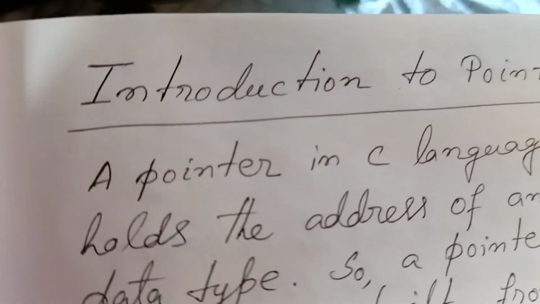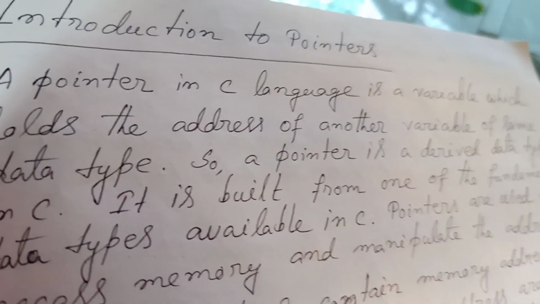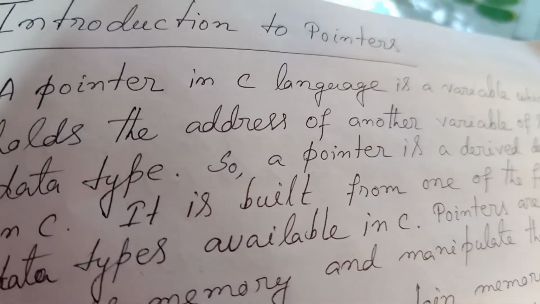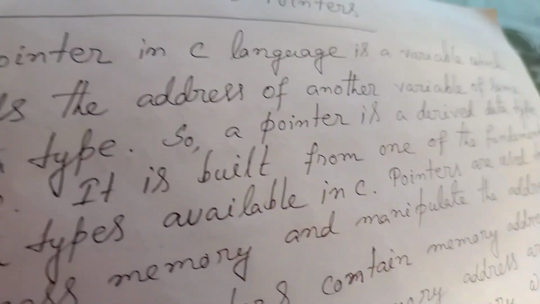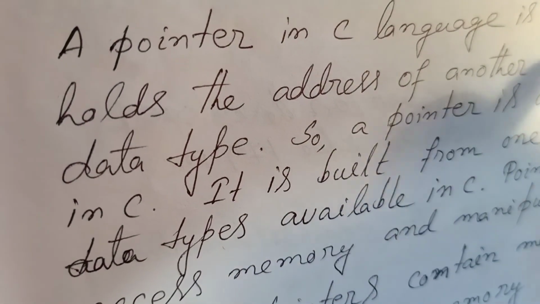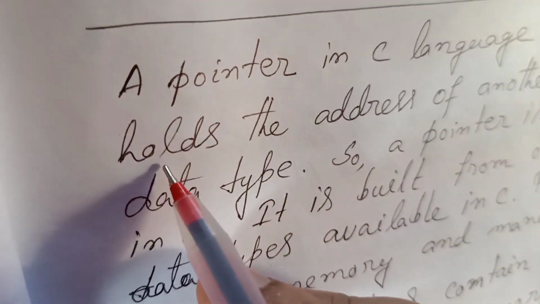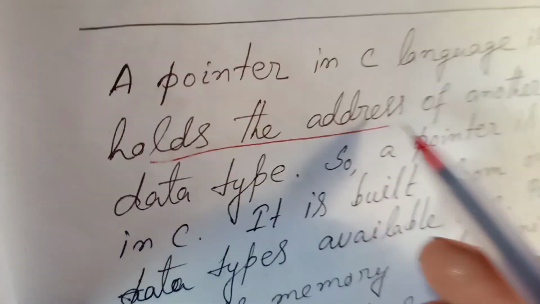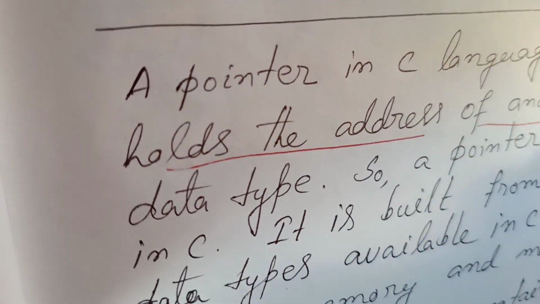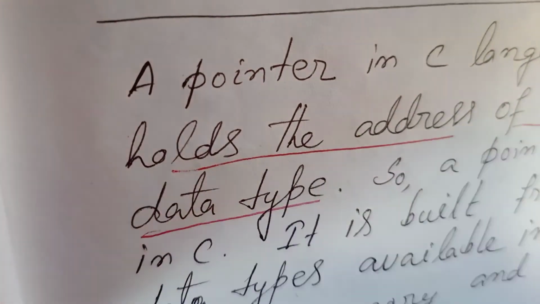First, introduction to pointer. A pointer in C language is a variable which holds the address of another variable of the same data type. That means a variable which holds the address of another variable, and both variables should be of the same data type.